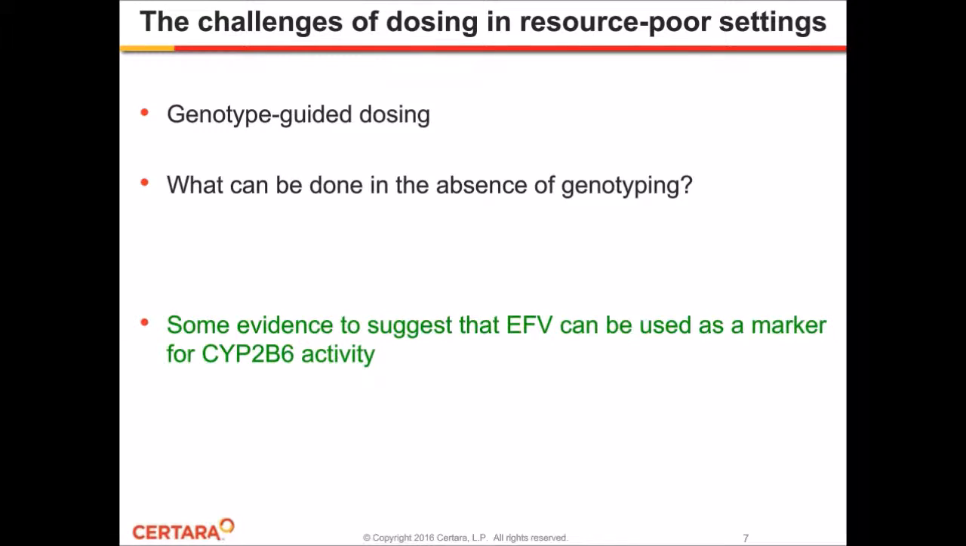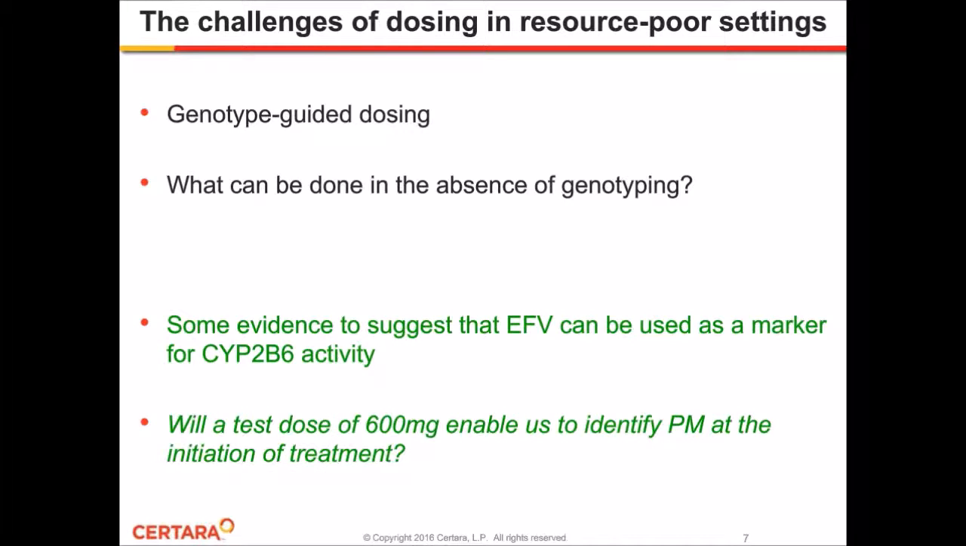Some evidence from the DESTA group of researchers suggests that Efavirenz can be used as a marker for CYP2B6 activity. And with that in mind, we asked the question, will a test dose of 600 milligrams enable us to identify poor metabolizers at the initiation of treatment?